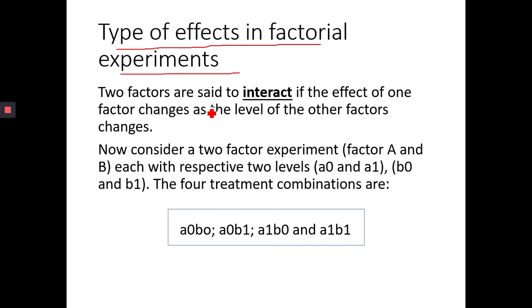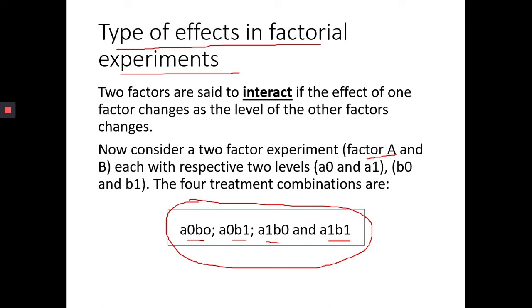Now, consider a two-factor experiment, factor A and factor B, each with two levels: A0, A1 for factor A, and B0, B1 for factor B. So the four treatment combinations are, I'm sure you won't have problems appreciating this. These combinations will form a single replicate or a single block. In a single block, all these combinations will have to be put. Right?